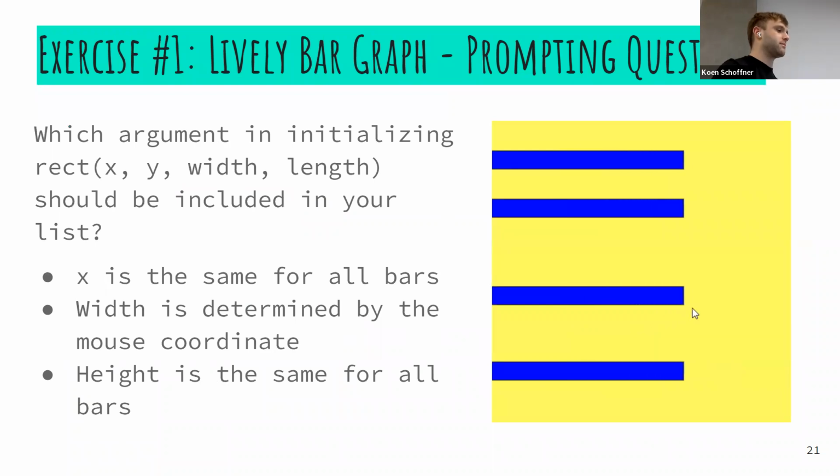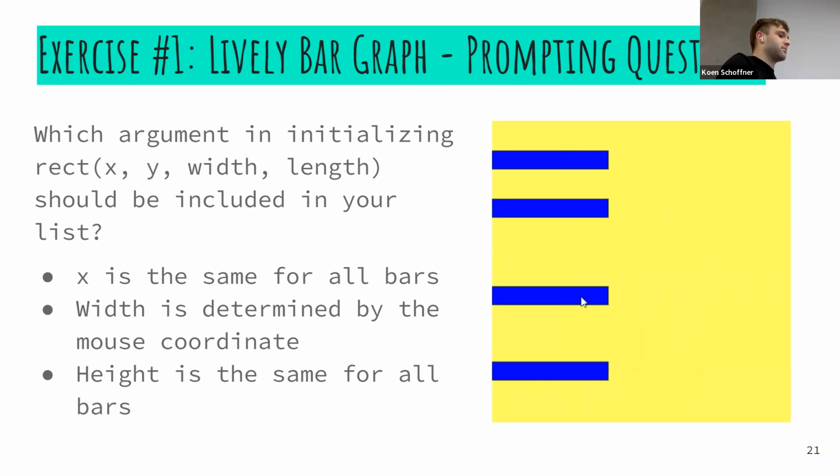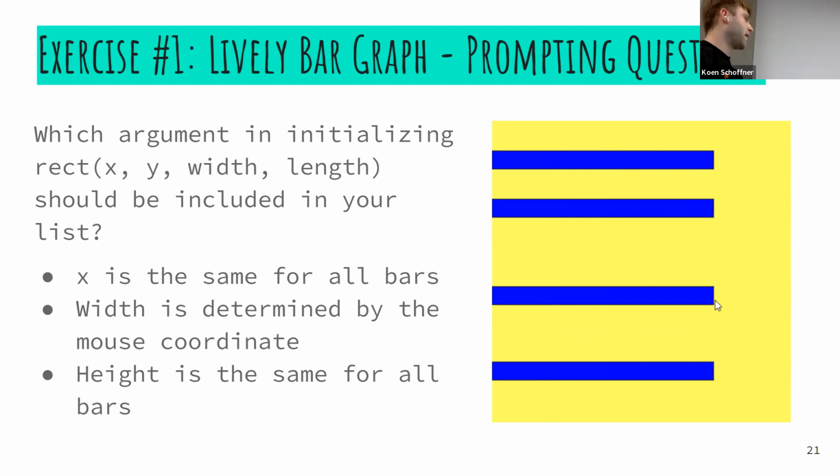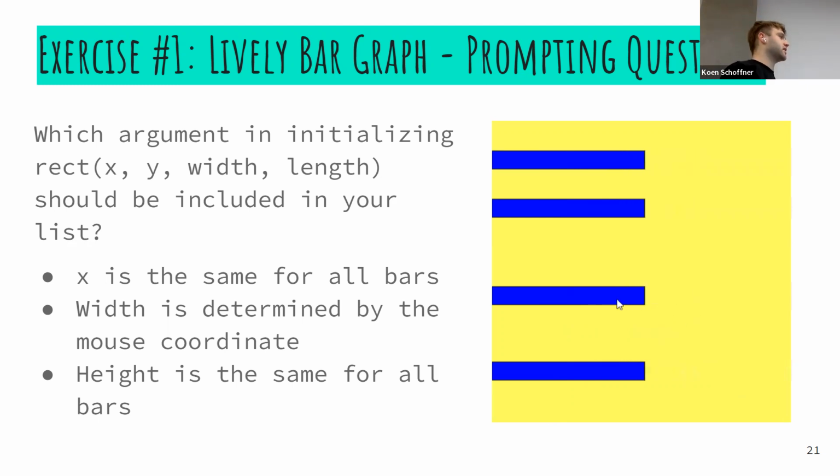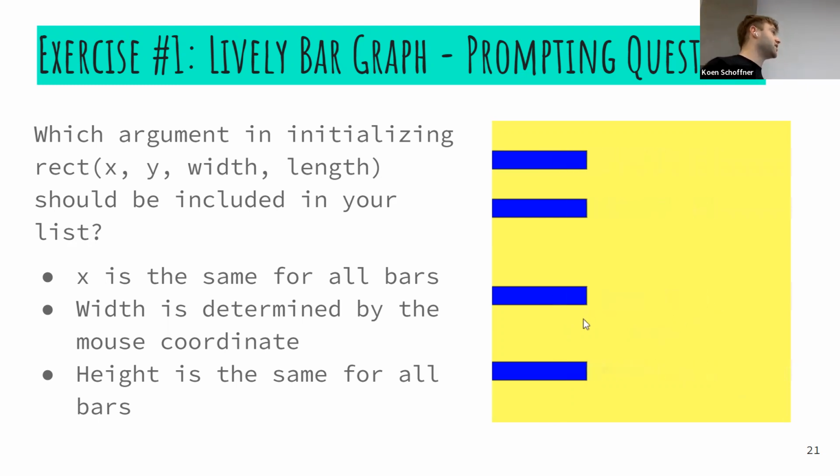There's also more things to remember. You also remember which arguments are initializing the rectangles, and which ones should be included in your list. Remember, we said the ones that are included in the list should be the ones that are different for every rectangle. Okay. X is the same for all the bars, right? And the width, or I guess the length in this case, of the bars is determined by the mouse coordinate, right? And height is the same for all the bars, right? They're the same thickness. So which values can you put into the list that would consist of different values for each bar? Okay, we'll give you guys a couple of minutes to get started with that, and let us know if you need any help.